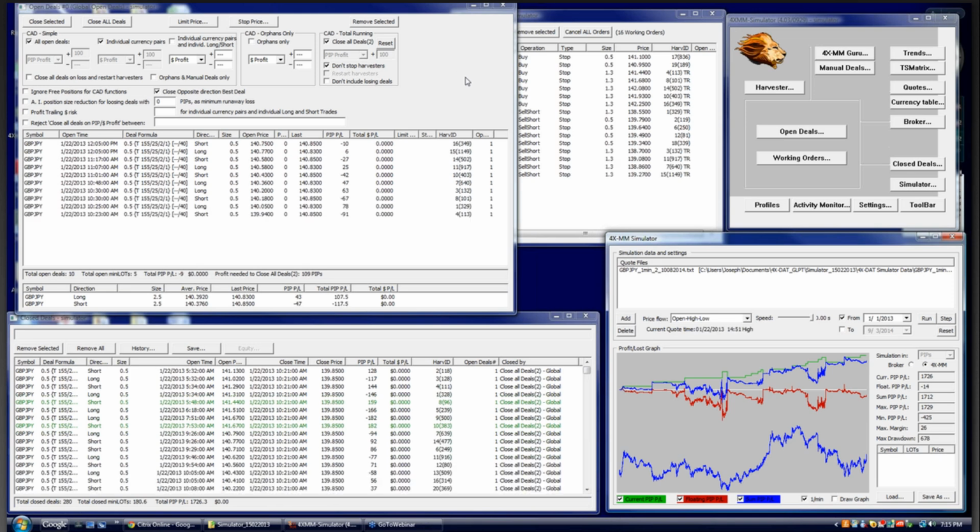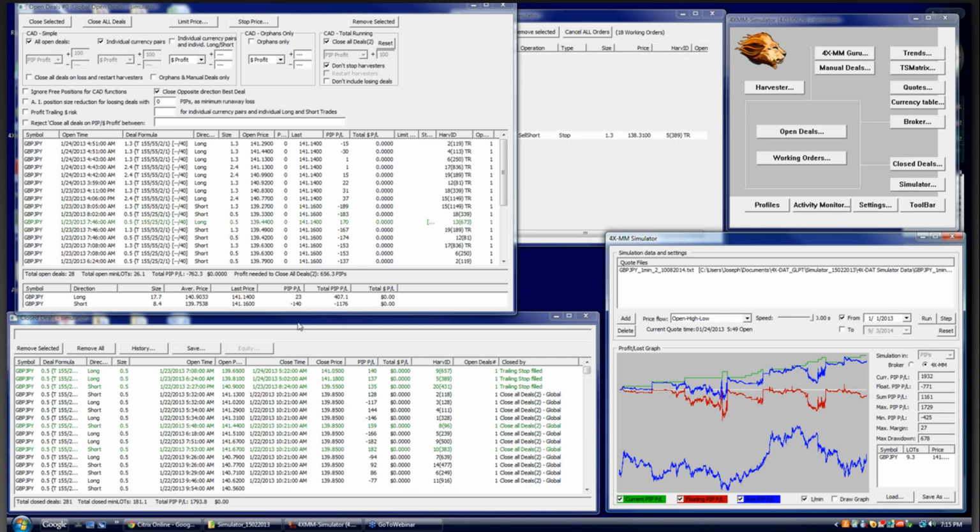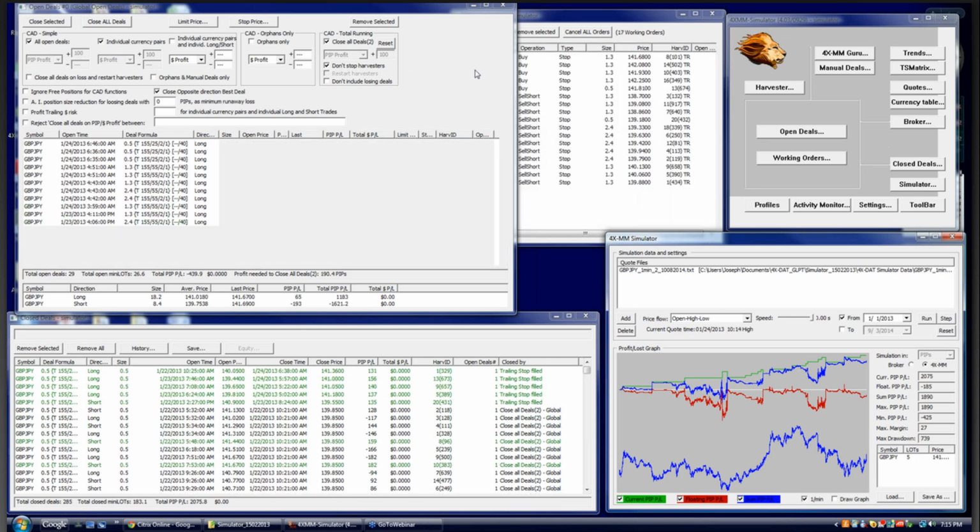So by the same token, when your account grows, let us know that you want to kick it up another notch. And that's exactly what we'll do, because we'll just override. Let's just say that this account grows to $20,000. We'll just override it with a $20,000 strategy out of our library.